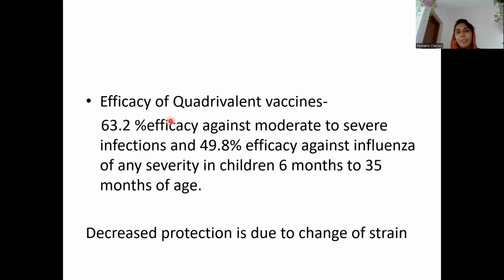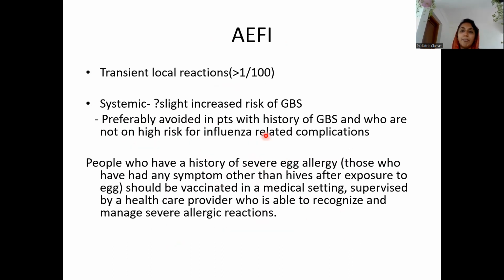So what exactly is the efficacy of quadrivalent vaccines? It is 63.2% efficacy against moderate to severe infections and 49.8% efficacy against influenza of any severity in children 6 months to 35 months of age. Why is there relatively decreased protection? This is due to change of strain, which is happening every year.